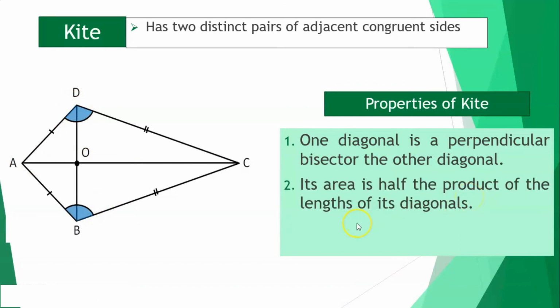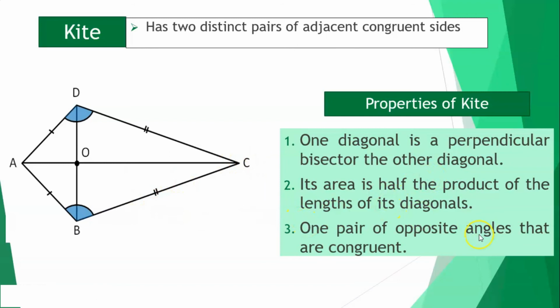Okay, next, its area is half the product of the lengths of its diagonals. So take note, diagonal 1 times diagonal 2 divided by 2, that's its area. Then, one pair of opposite angles are congruent. So this angle here is congruent to this angle. Take note, AD here is congruent to AB, and CD is also congruent to CB. That is a kite. So let's have this one.